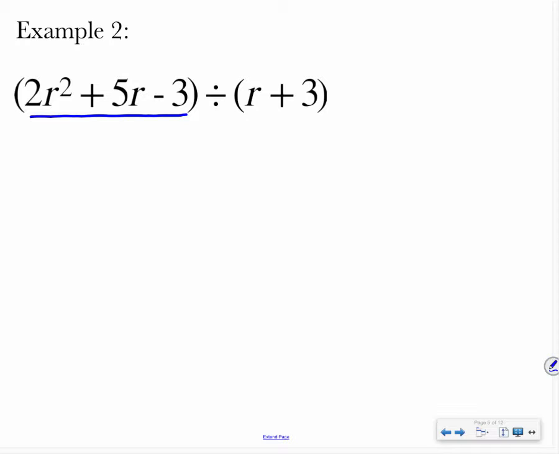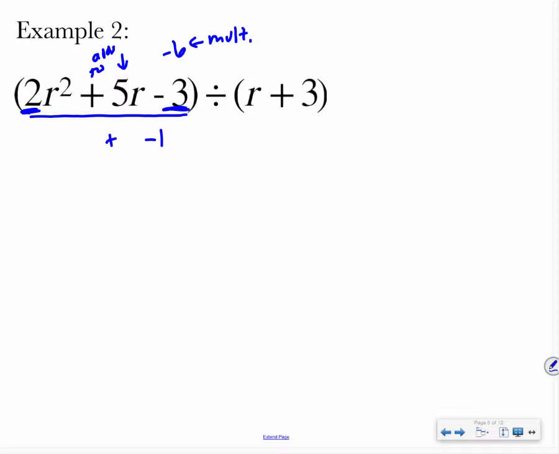Alright, so let's try factoring this 2r squared plus 5r minus 3. Since I have an a term, remember, I have to multiply my a term times my c term, so 2 times negative 3, that gives me a negative 6. We want something that multiplies to a negative 6 and adds to a positive 5. So what terms would get us to a negative 6 multiplying and a positive 5 adding? If we use positive 6 and a negative 1.